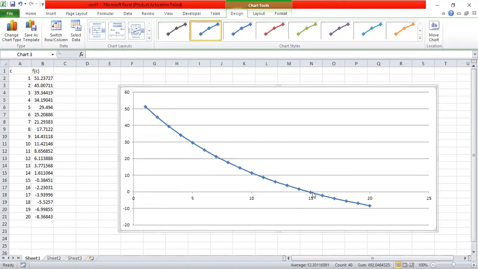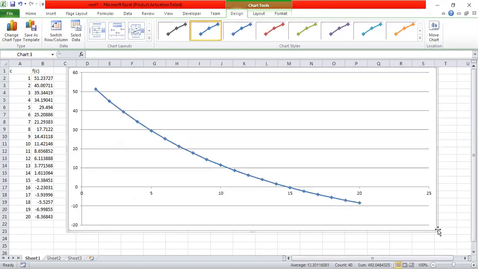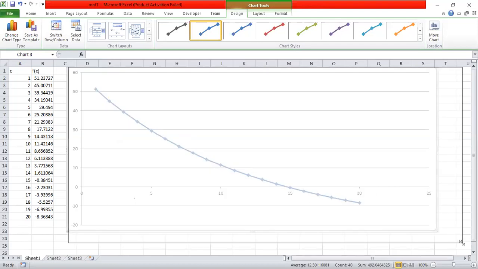The root of the equation is at the point where the value of C, when f of C is equal to 0. This is f of C here, and this is C. The value of C where f of C is equal to 0 is around this point here. That's the root, which is what we are looking for. But it's not so clear here, so let me try to expand the graph.